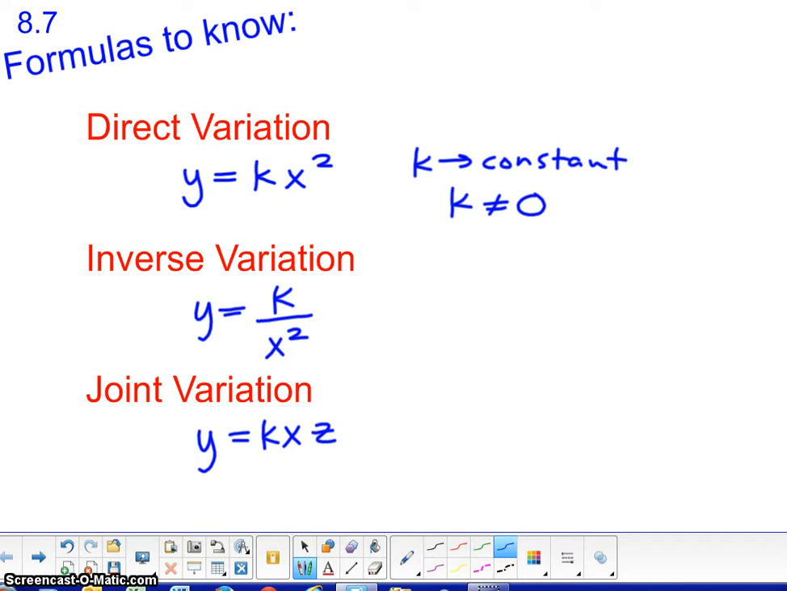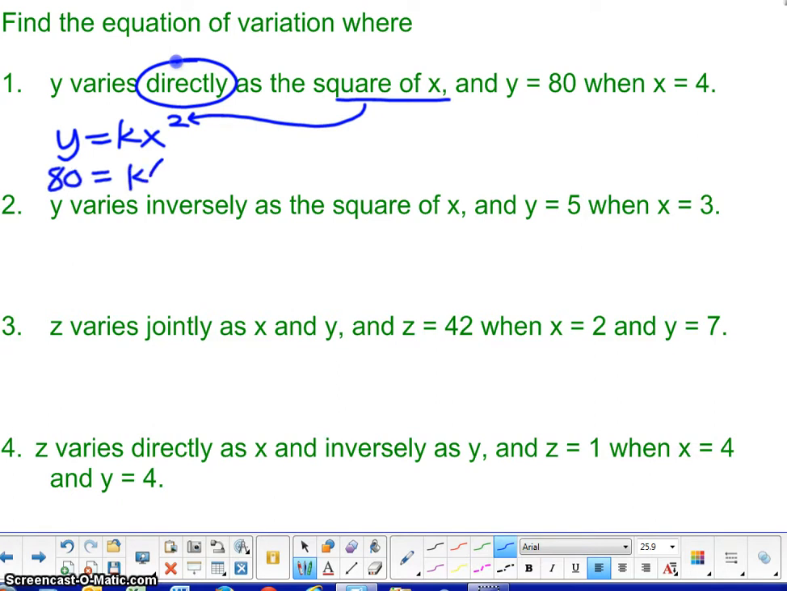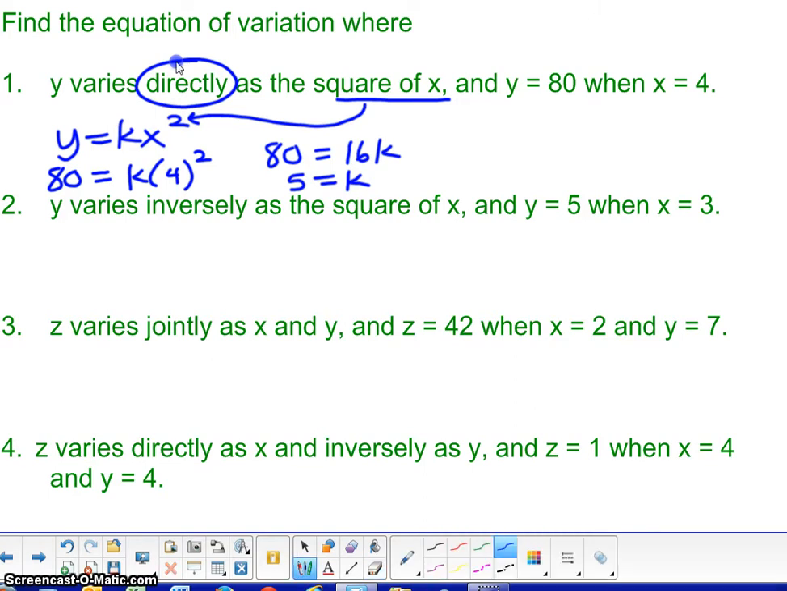Okay, so what I mean by these is, for this first example, y varies directly, so there's your hint to use y equals k x squared, as the square of x, so that's why there's a square there. And if y equals 80, and x equals 4, we'll be able to find the constant of variation. So you would simplify 80 equals 16k, and then k is going to equal 5. And that's all I'm looking for. Actually, no, I'm not. I'm looking for the equation of variation. So y equals 5x squared. You want to plug the constant back into the original equation.